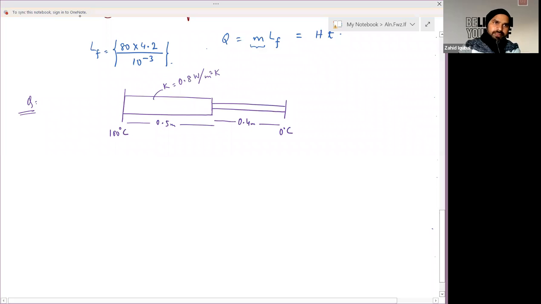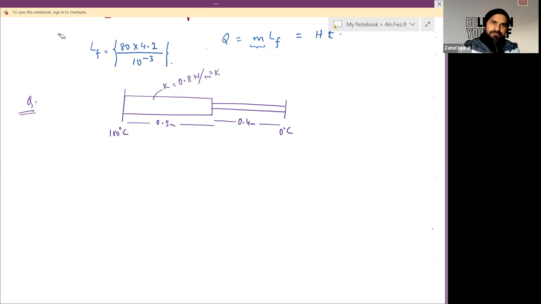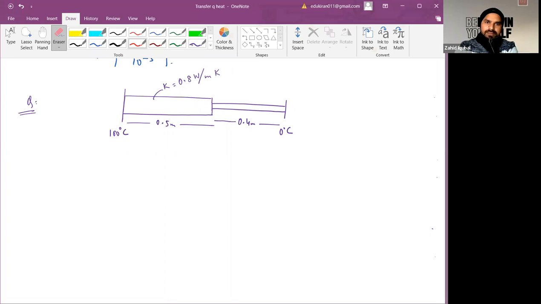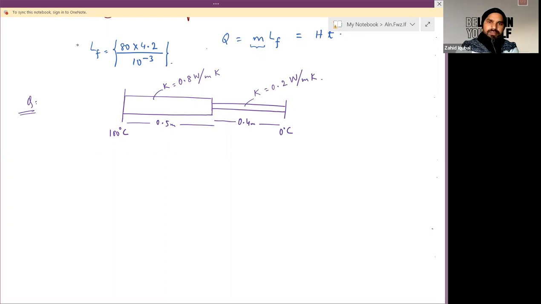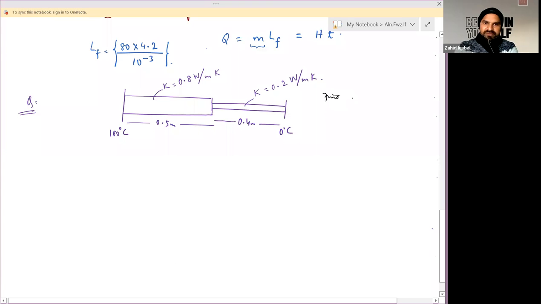I think it would be per meter only. Next, thermal conductivity of this rod is 0.2 watt per meter per Kelvin. So for this combination, we have to calculate the temperature of the junction. Find the temperature of the junction. So you'll say we have 100 degrees Celsius as the higher temperature, so heat current will flow across this.